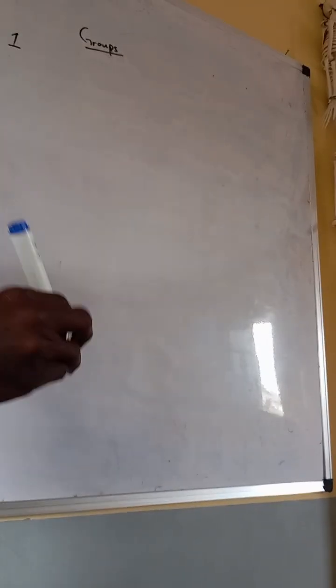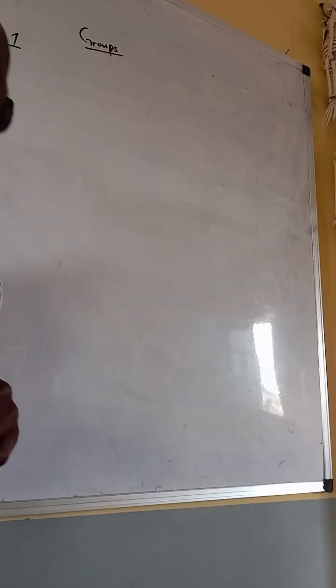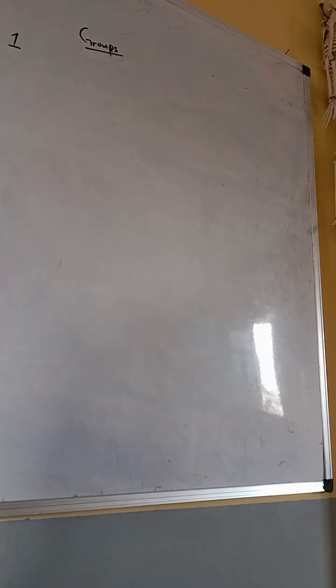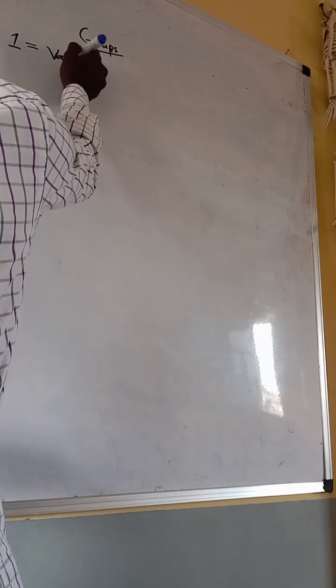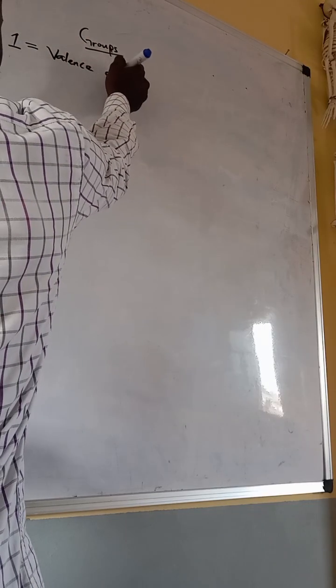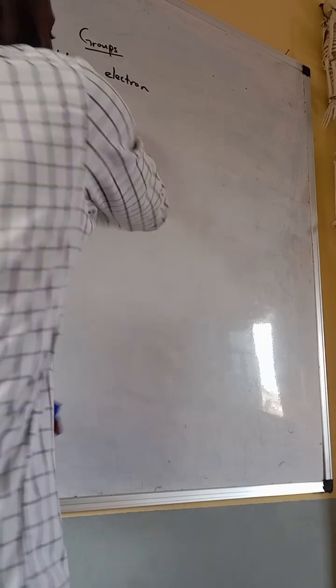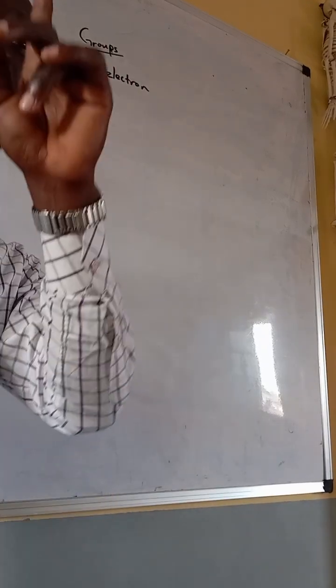Now, the reason why we call the group 1 elements group 1 is because of what we call their valence electron. So group 1 elements have how many valence electrons? 1. Now I will show you. Valence electron is 1. And how do you know that they have 1 valence electron?